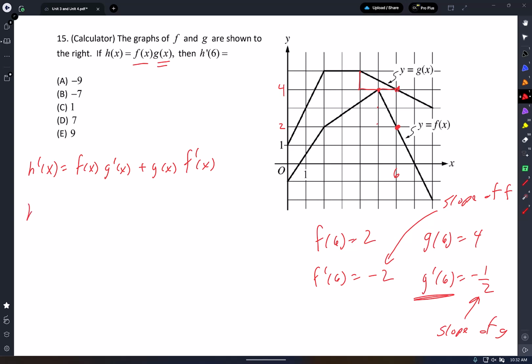So here it is, guys. h prime of 6 equals f of 6, which is 2, times g prime of 6, which is a negative half, plus g of 6, which is 4, times f prime of 6, which is negative 2. So negative 1 minus 8, so negative 9.